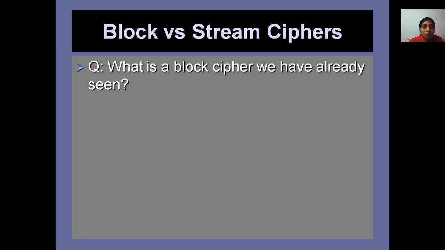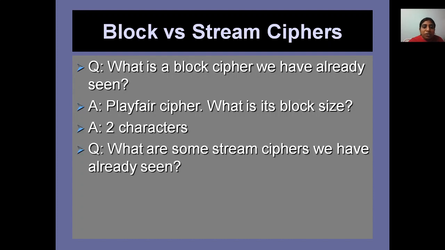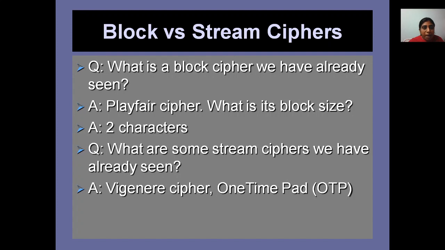What is a block cipher that we have already seen? We have seen the Playfair cipher. What is its block size? The block size is 2 characters, is it not? Now coming to the stream cipher, what stream ciphers have we seen? We have seen the Vernam cipher and one-time pad ciphers.